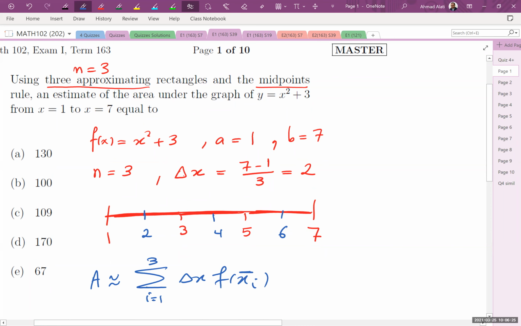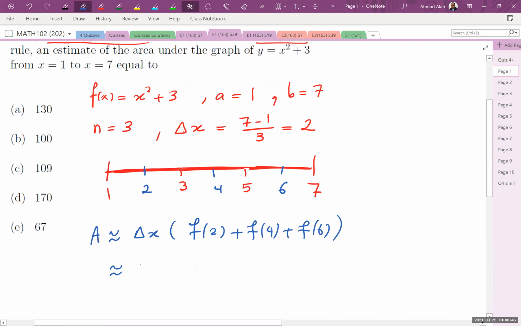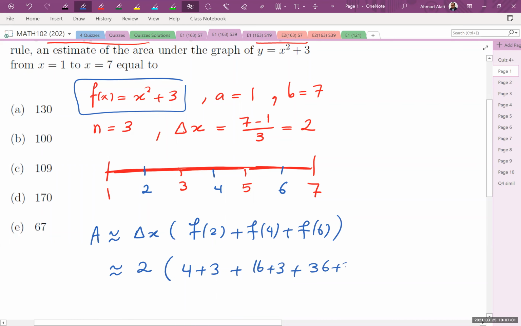But again, ya shabab, when n equals 3, 4, 5, it is finite, so no need to do that. You just need to say delta x multiplied by f of x bar 1, which in our case is f at 2, plus f at 4 plus f at 6. That's it. So here we are approximating. Delta x is 2. F at 2, this is f of x, it is 4 plus 3. Plus f at 4, it is 16 plus 3. F at 6, it is 36 plus 3.